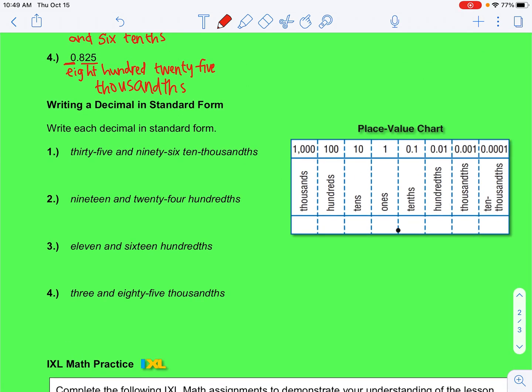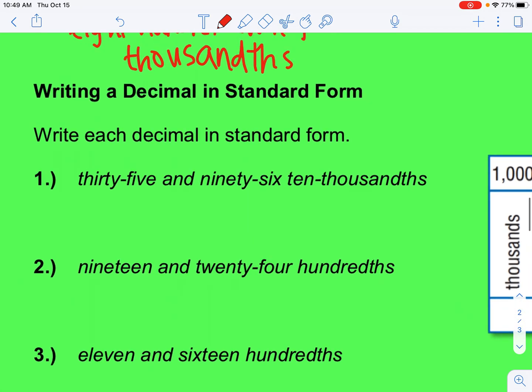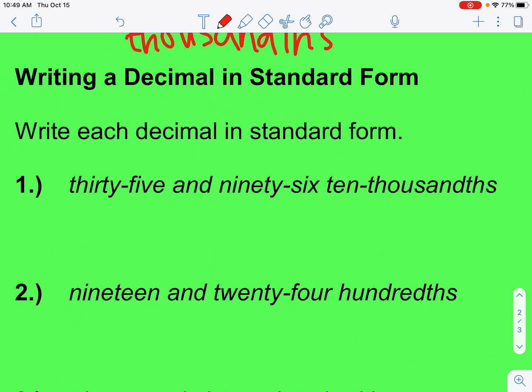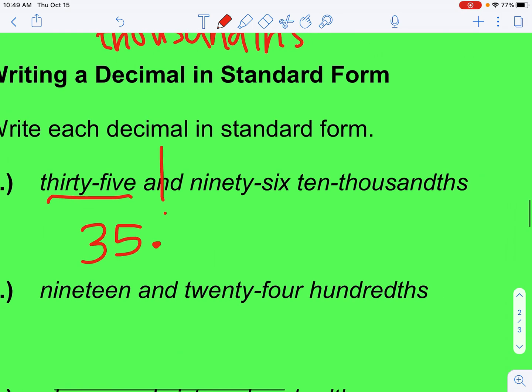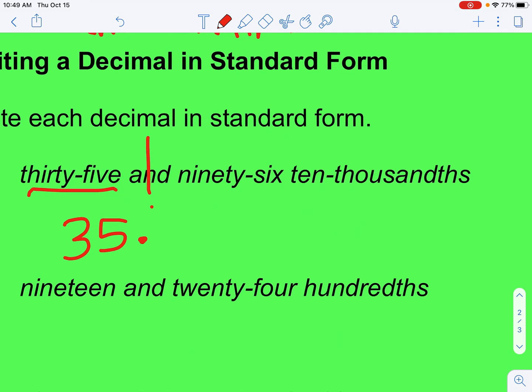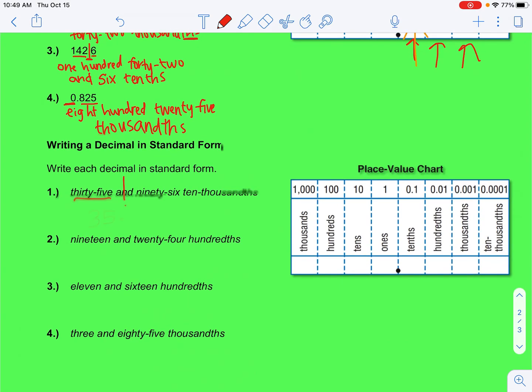Now, our last section is how we write a decimal in standard form when they give us the word form. Okay? So I like to do the same thing. Let's zoom into number 1. 35 and 96 10,000ths. So that and, I like to just draw a line. So I know that's where my decimal point is. So before my decimal point, I have 35. And now I have the word and, so I use my decimal place. And now I have 96 10,000ths.